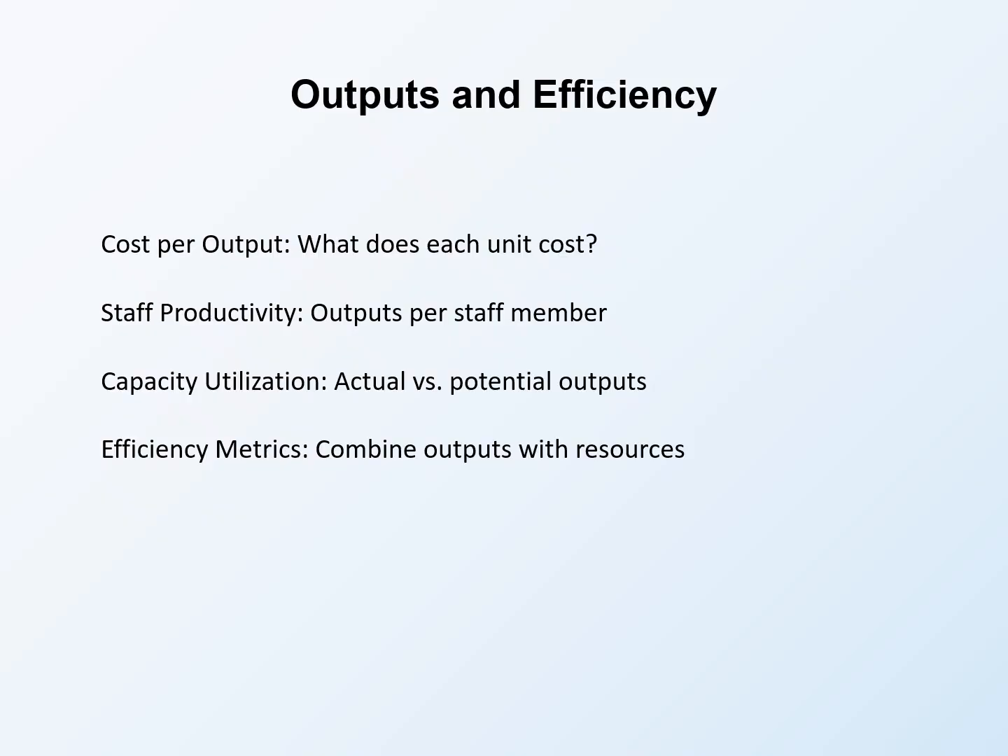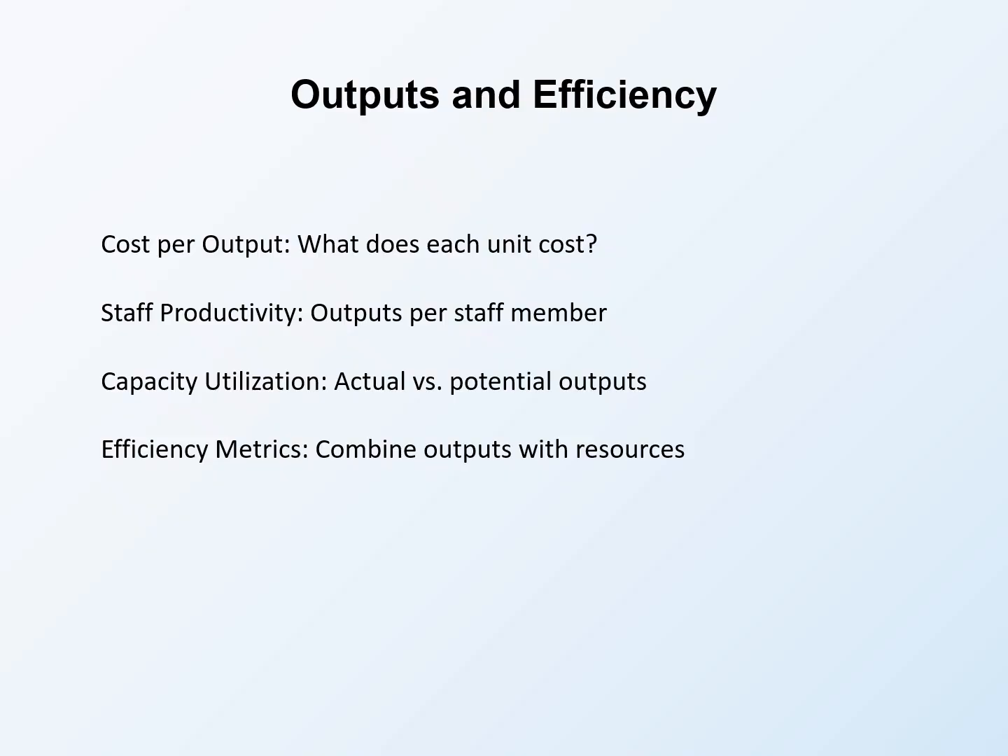Outputs enable efficiency analysis that funders often value. Cost per output calculates what each unit costs. Total budget divided by outputs served yields cost per participant or cost per session. This helps funders compare programs and assess value.